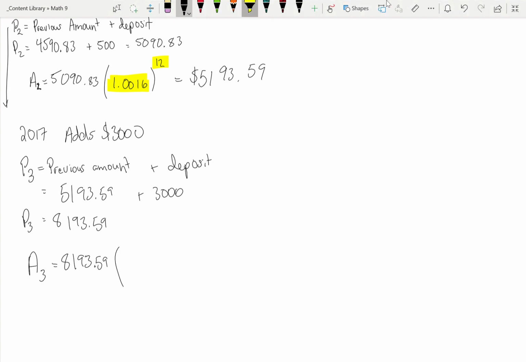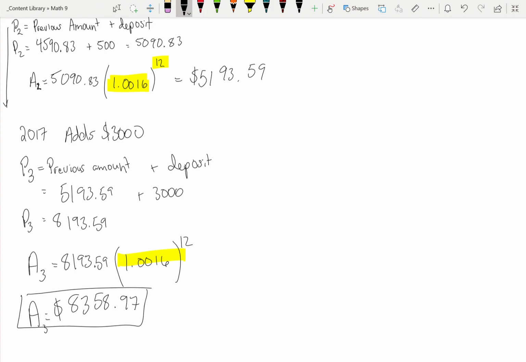So again, I'm going to calculate the final total, which is equal to $8,193.59 times, and I'm going to highlight it, 1.0016 to the power 12. And then solving for this, I get a final value of $8,358.97.